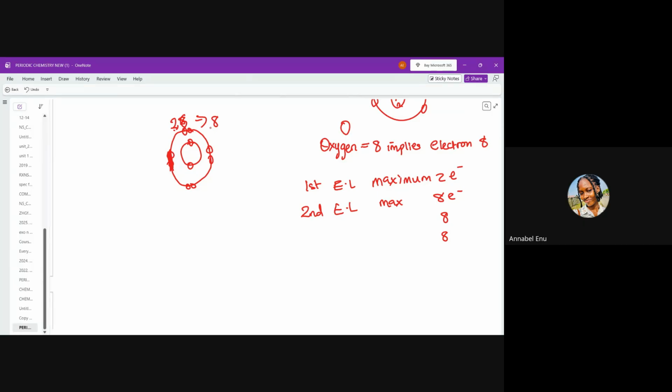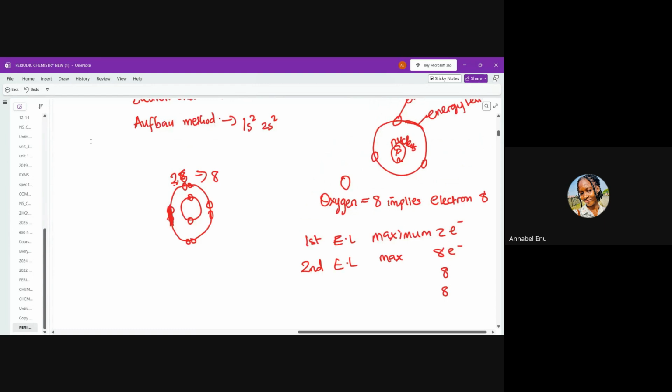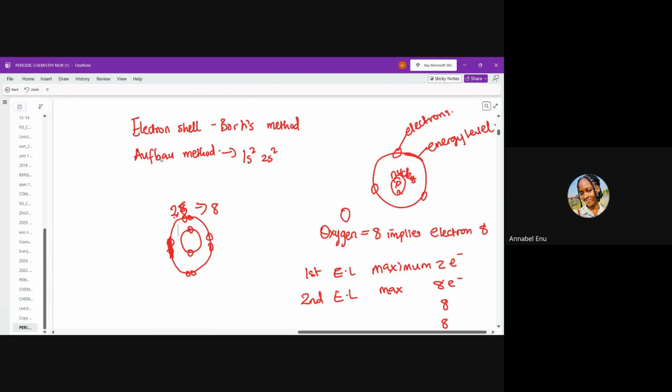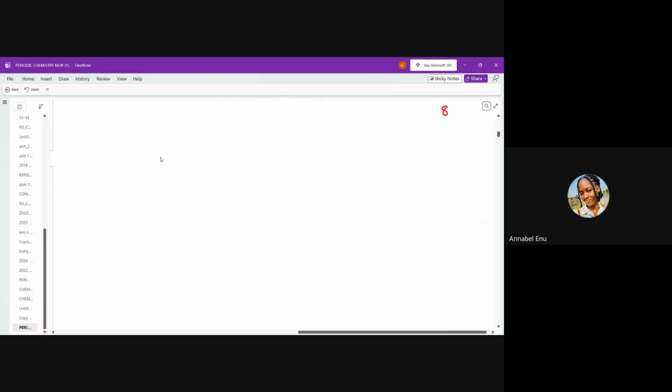Now the next one is the Aufbau method. The Aufbau method is like this. Now this is how it is arranged, a simple way to just put it for you guys. You will first write 1, 2, 3, 4, 5. Then 2, 3, 4, 5. 3, 4, 5. 4, 5. Now the Aufbau method is based off subshells.